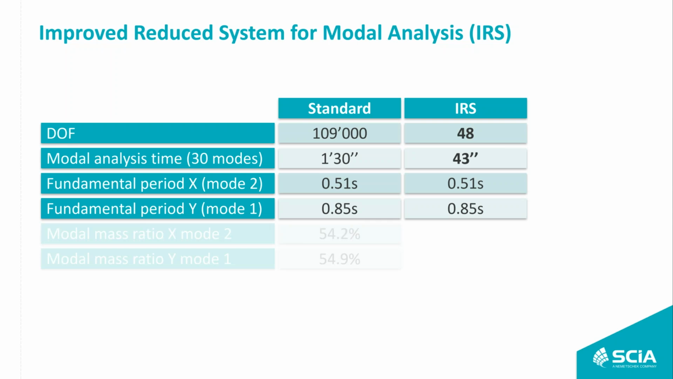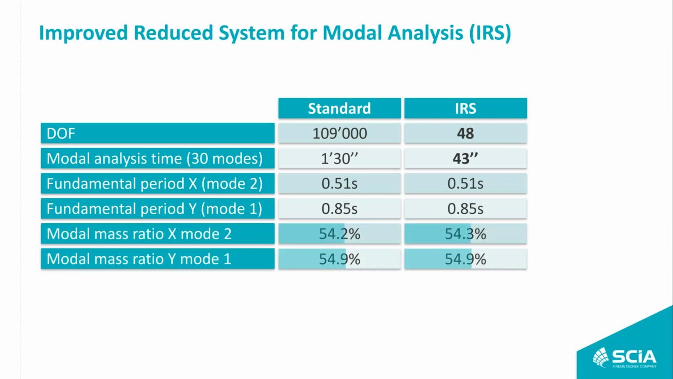You get the exact same fundamental periods. And also for the modal mass ratios, we get the same results. There is a tiny difference here, 54.2 and 54.3, so a small approximation. However, it shows us that the mode shapes are practically the same. So a good sign again, it means that the IRS method does the job correctly.